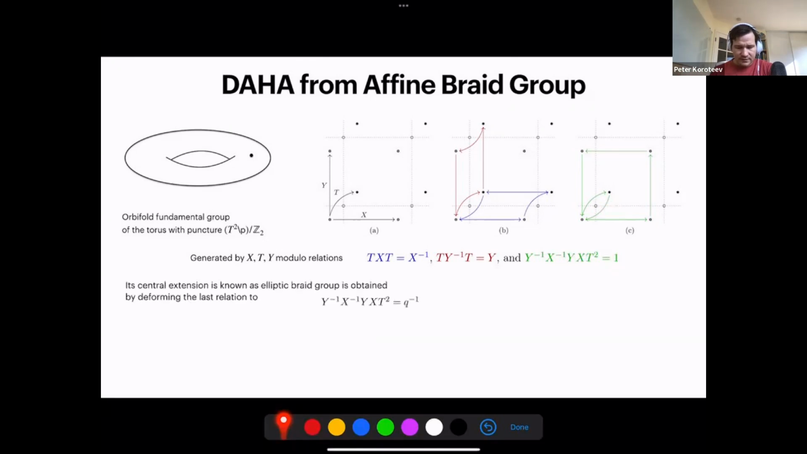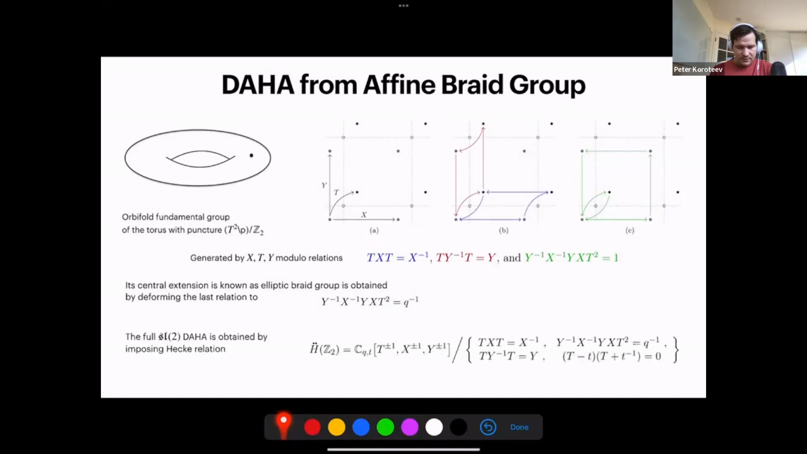So if this is 1, then this is just the fundamental group relation. So there is no q here. And then the deformation, or rather, sorry, central extension of this, which is called the elliptic braid group, is obtained from the orbifold fundamental group of the torus, modded out by the relation which contains q. And so that's the elliptic braid group.